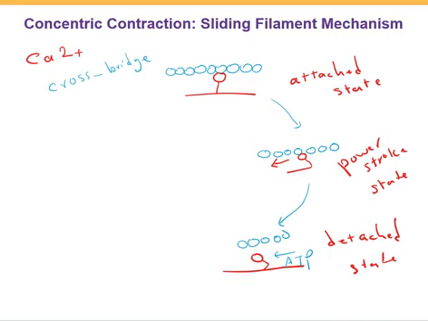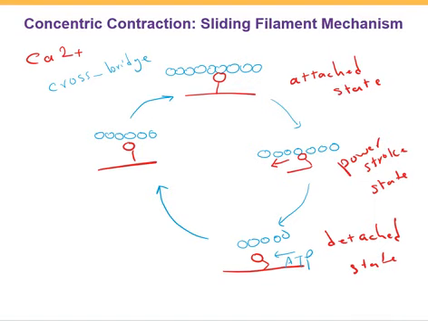Then we have breaking down of the ATP. So it means that the ATP is going to release the energy, and then the myosin gets back to the original position. Then it's gonna bind to another actin molecule, and this is gonna repeat over and over and over and over.